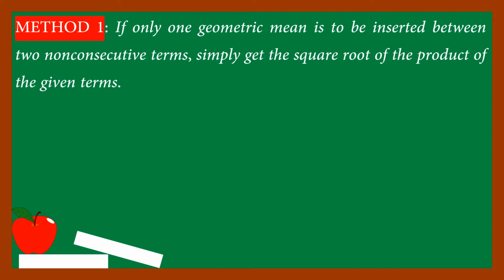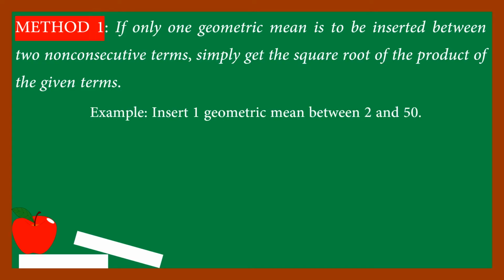Method 1. If only one geometric mean is to be inserted between two non-consecutive terms, simply get the square root of the product of the given terms. Example, suppose we're going to insert one geometric mean between 2 and 50. So it would be better if we're going to write the geometric sequence first. So the first term is 2, then our second term is missing, then the last term is 50.